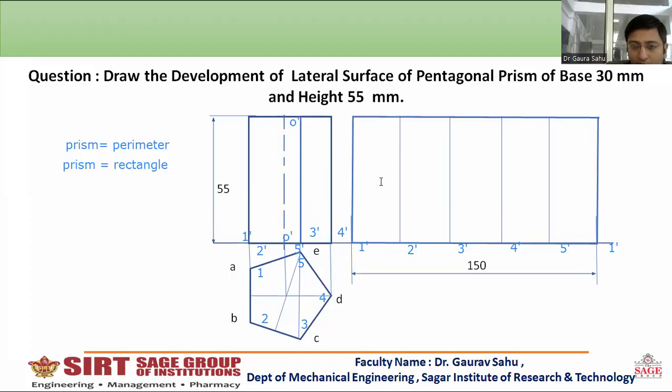So this is all about the development of prism. You have taken the pentagonal prism. You can easily acknowledge both of the things. Prism is opened by the perimeter formula. Prism development is a rectangle. So this is all about this topic.